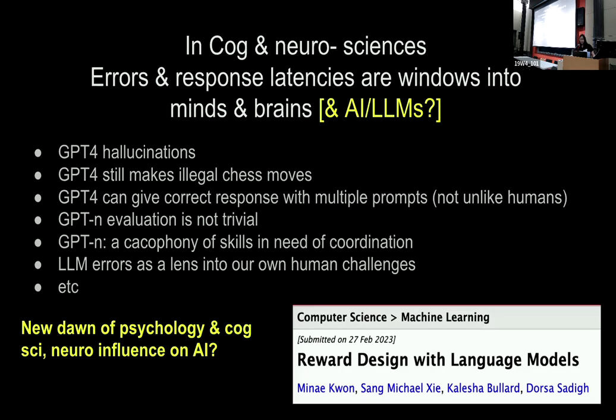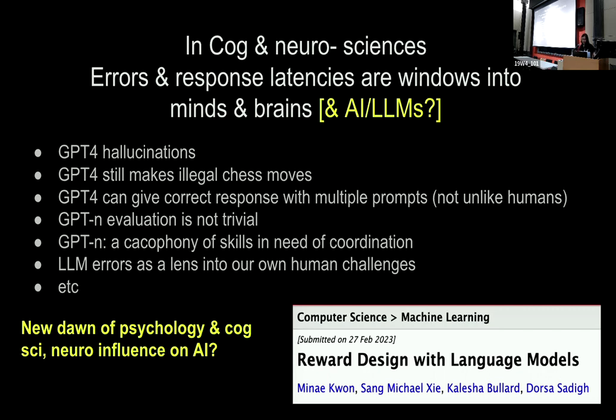In cognitive and neurosciences, errors and response latencies are windows into minds and brains, and they can also be windows into AI and LLMs. It is not the case that failures are just for laughter on Twitter; failures of LLMs can actually be used as a window into them, even though we don't have access to the training data or their weights, etc. For instance, there are hallucinations, and they make illegal chess moves. They can give correct responses if you use multiple prompts, but they don't prompt themselves. Humans are like that too, but gradually over time with skill and expertise, we learn to prompt ourselves to not have somebody else constantly ask us to improve our response, at least some of us.